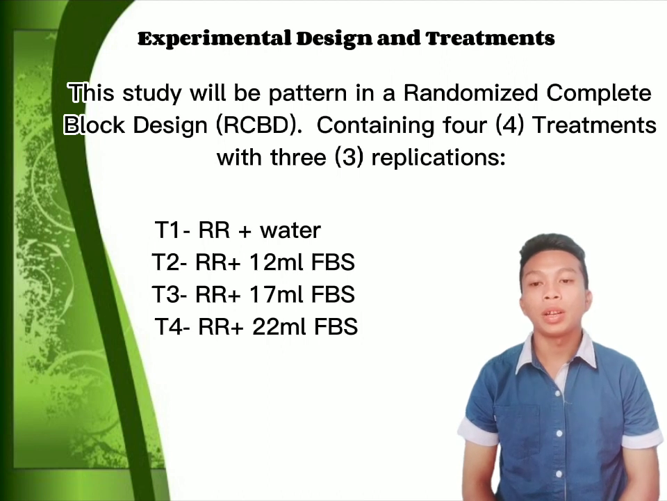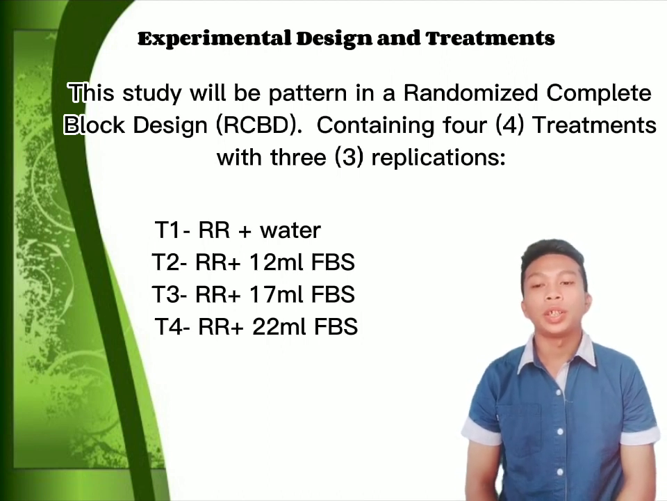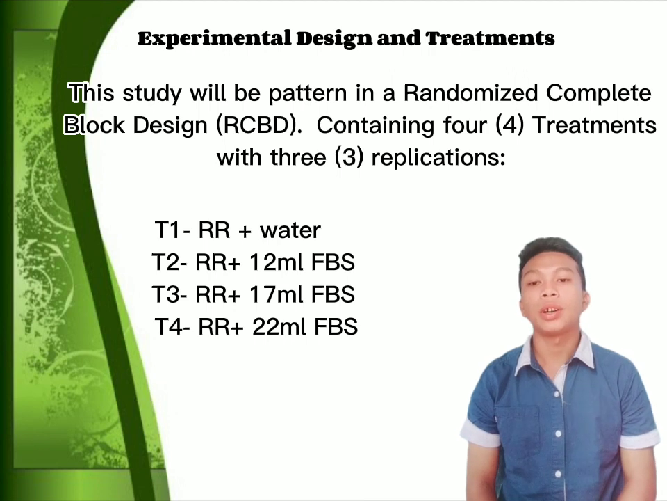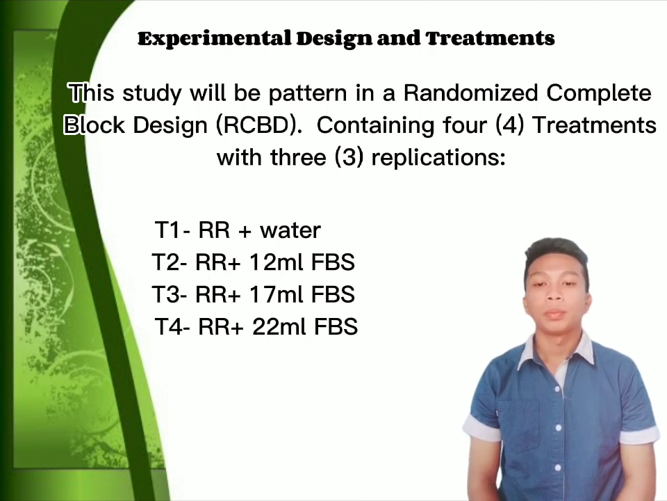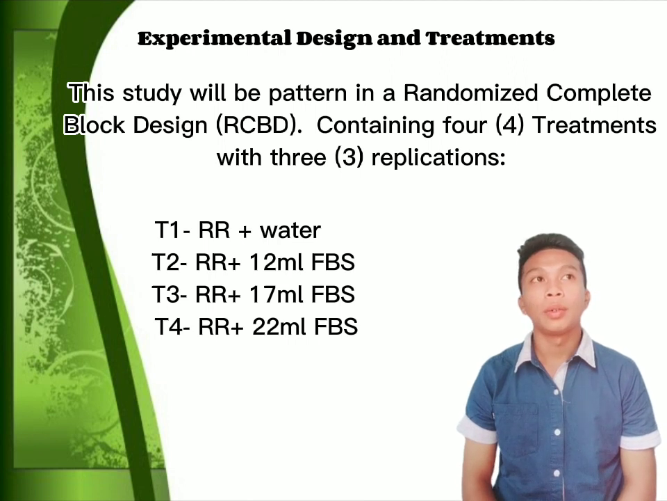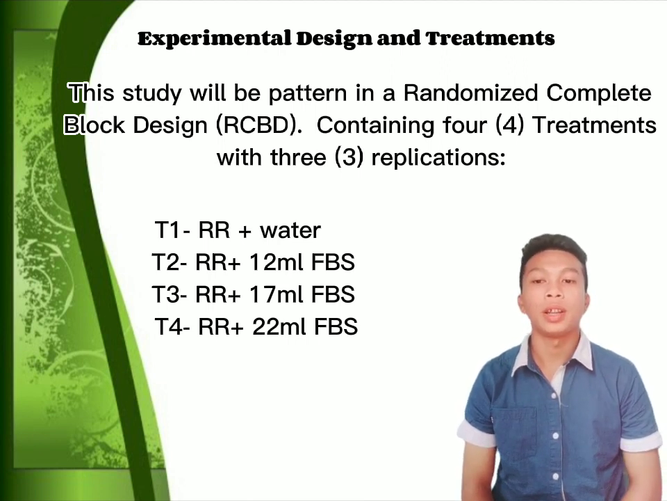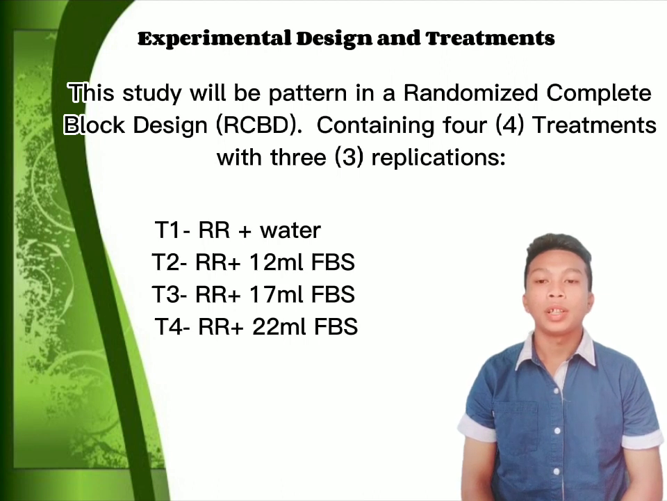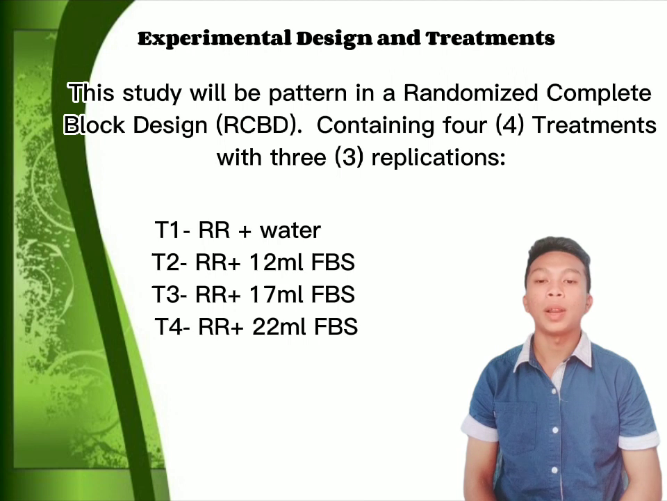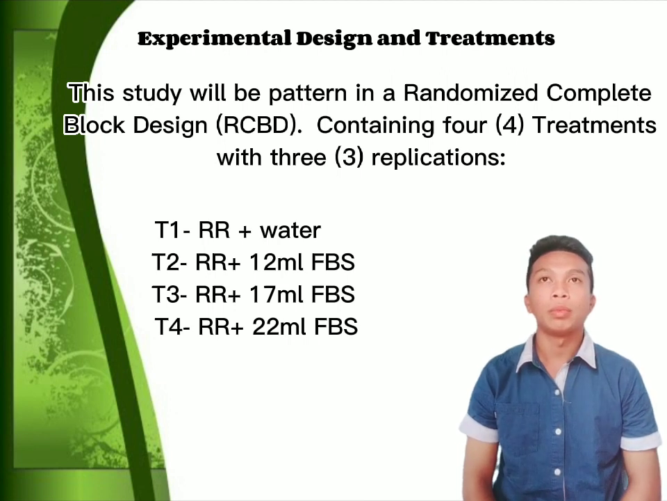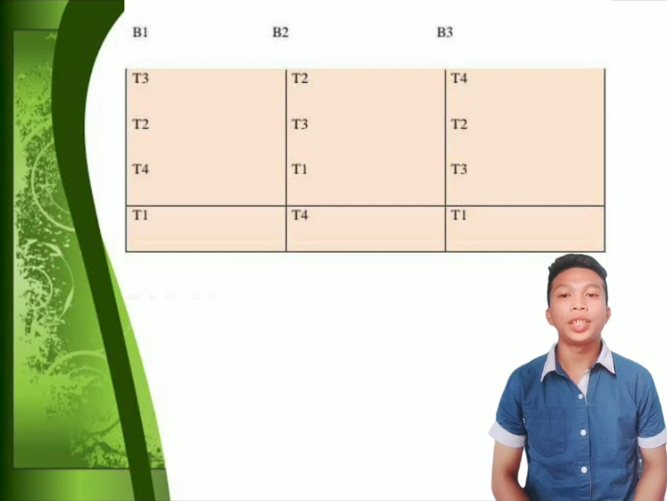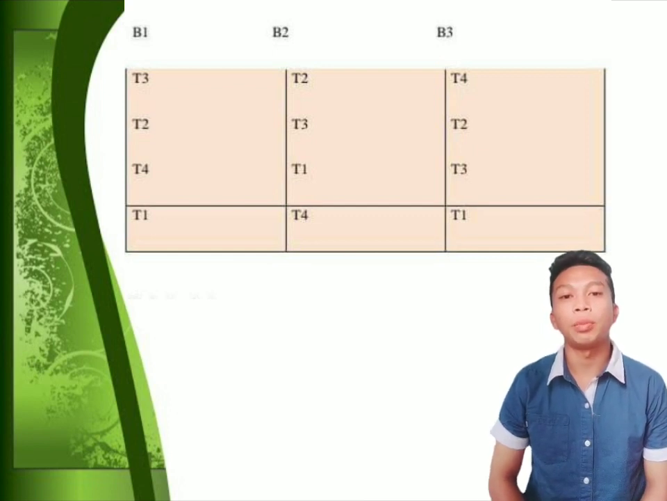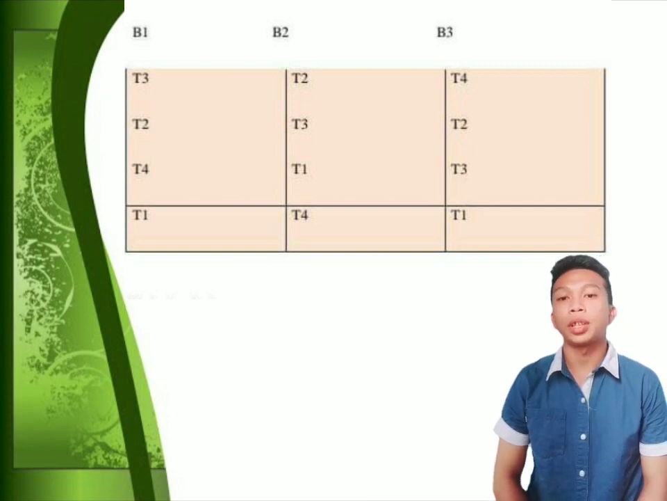For treatment number 1, RR plus water. Treatment number 2 is RR plus 12 ml of fermented bamboo shoots, treatment number 3 is RR plus 17 ml of fermented bamboo shoots, and the last, treatment number 4, is RR plus 22 ml of fermented bamboo shoots. And this table shows the pattern of the randomized complete block design containing 4 treatments and 3 replications.